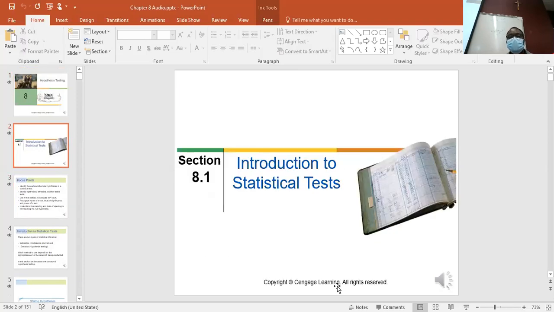In chapter 8, we are going to learn about what is called statistical test.